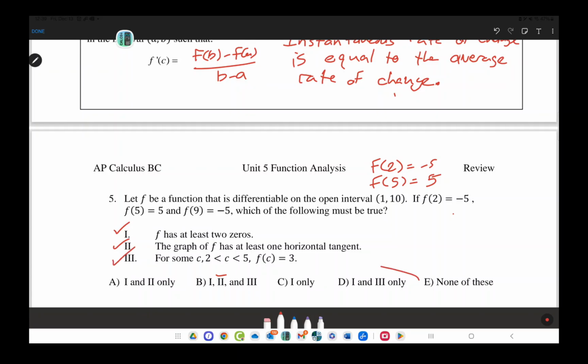So all of them, B. All of them. If they said f of c is equal to 6, then no, that's not true. But yes, there has to be a 3 somewhere between there.